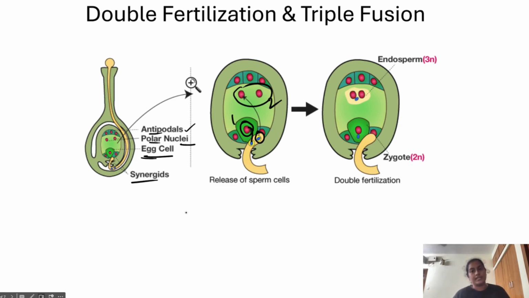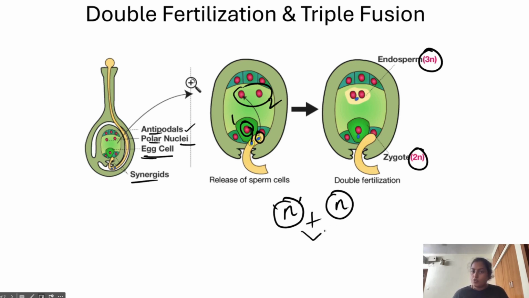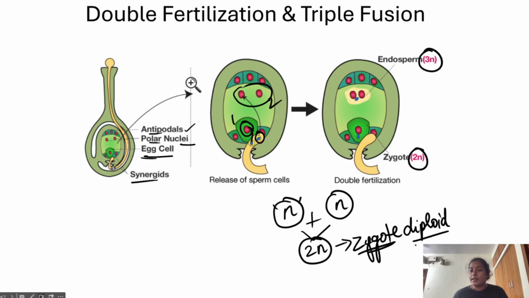That's why double fertilization. And if you ask me, ma'am, what is 2n, what is 3n? Very simple, children. Male gamete will have half the number of chromosomes, n. Female gamete will have half the number of chromosomes, n. n plus n, they fuse together to form 2n. What is this 2n? This is the zygote. This zygote is diploid in nature. What is the meaning of the word diploid? We represent diploid as 2n, meaning two sets of chromosomes, one set from the father, one set from the mother. Here one set from the male gamete, one set from the female gamete.